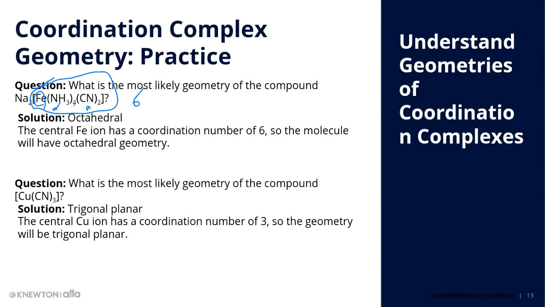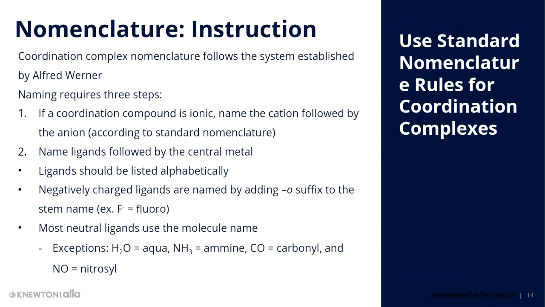And for this one, CuCN3, what's the shape? The coordination number is 3, and for coordination number 3 the shape is going to be trigonal planar. So basically you count the coordination number, and you refer to that table in order to determine the shape of the molecule.